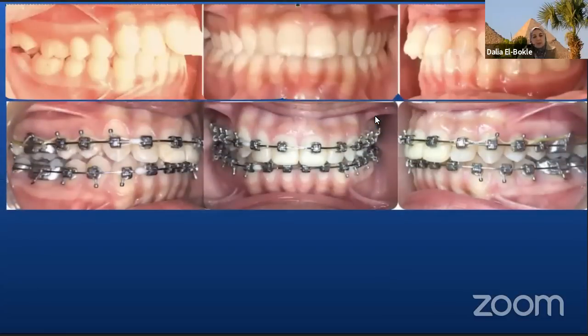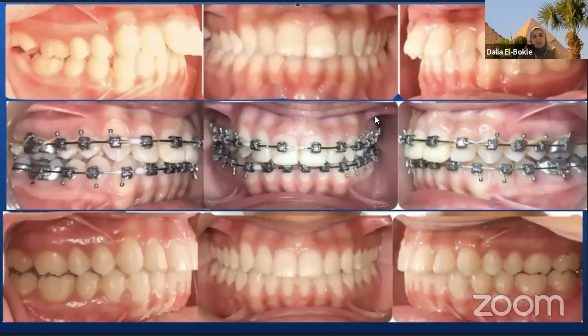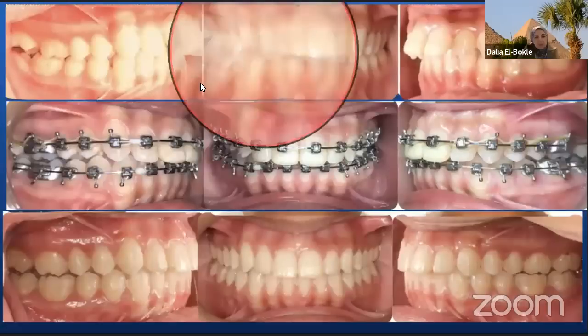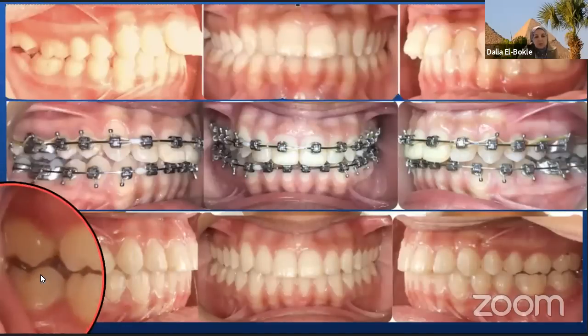So this is the progress of her case, and this is where we ended up. And I gave her retainers just before the COVID pandemic started. She came to me only a few weeks ago with a slight posterior open bite because she was wearing the Essix retainers 24/7 for the last 6 or 7 months. So I just asked her to stop wearing it except at nighttime. So I hope the slight open bite will close the next time I see her.